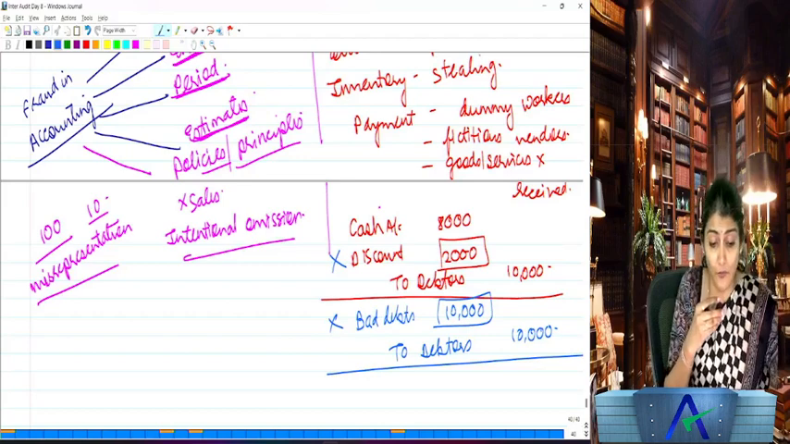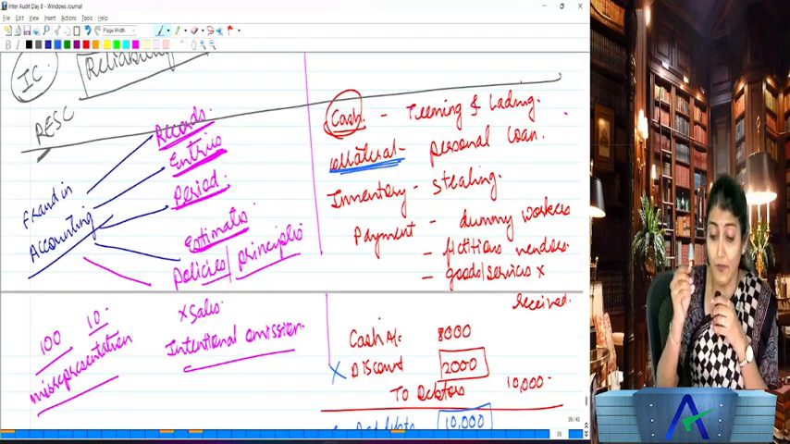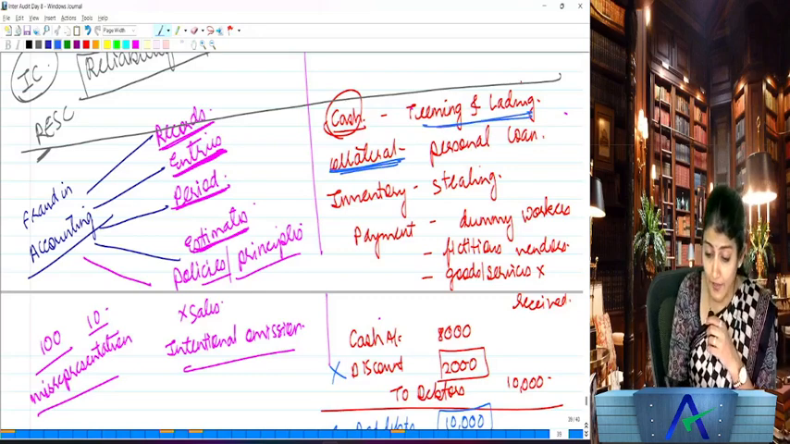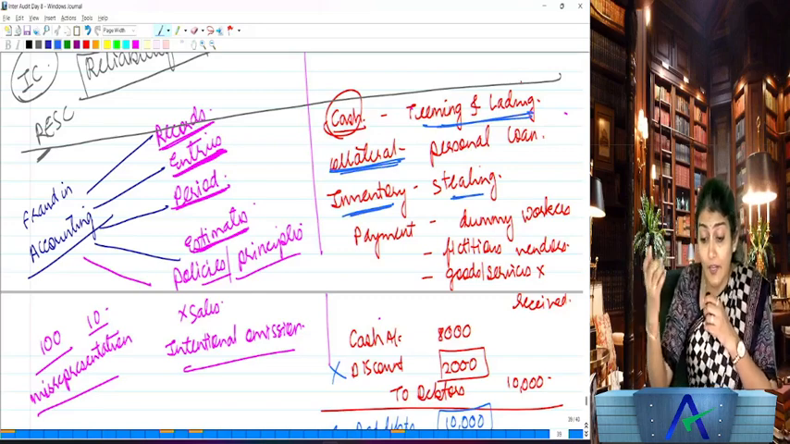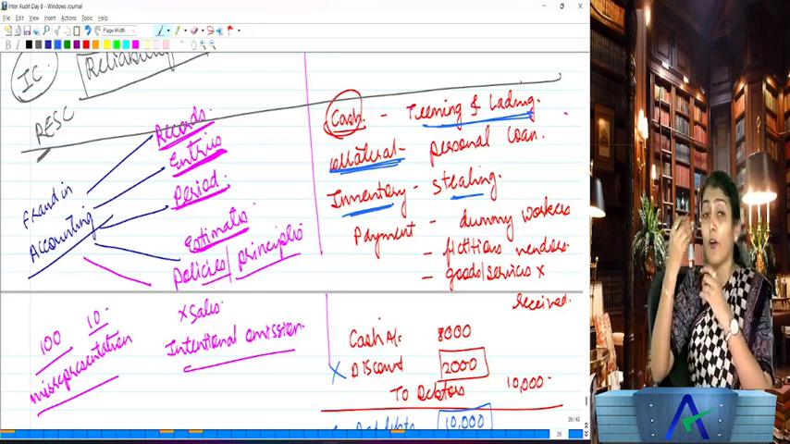Right? The director of the company is taking a personal loan, and the company's property is being given as collateral. Right? Teaming and lading fraud. Inventory of the company is being stolen. Or you are stealing the intellectual data of the company, the technological data of the company.